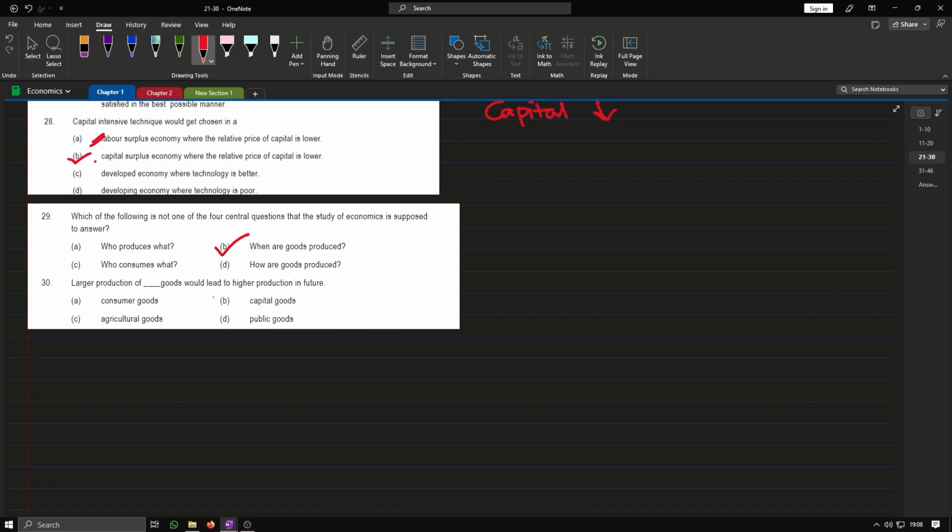Question 30. Larger production of dash goods would lead to a higher production in future. Consumer goods, agricultural goods, capital goods, or public goods. They are asking which goods should be produced. So is it consumer goods or capital goods? Definitely not public goods and agricultural goods. It's either consumer or capital goods. So you can use this technique of elimination when it comes to MCQs. So is it consumer goods? No, it's not consumer goods. Especially if they want a higher production in the future, capital goods are usually produced.